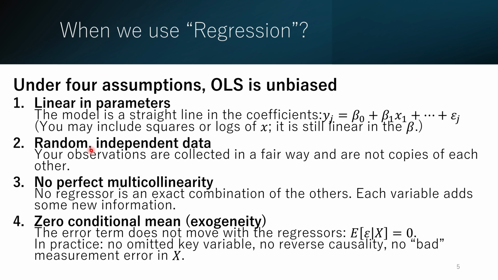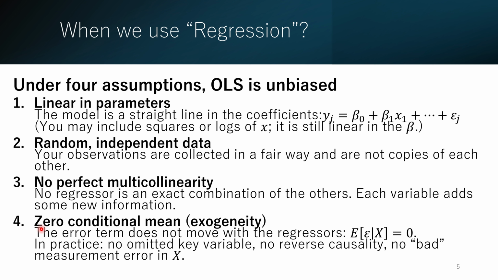Next is random, independent data. Observations are collected fairly and are roughly independent. And third is no perfect multicollinearity. No regressor is an exact combination of others. Each adds new information. We cannot add perfectly identical x1 and x2 at the same time because we cannot estimate beta 1 and beta 2.